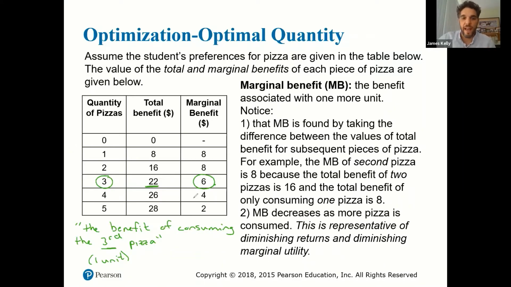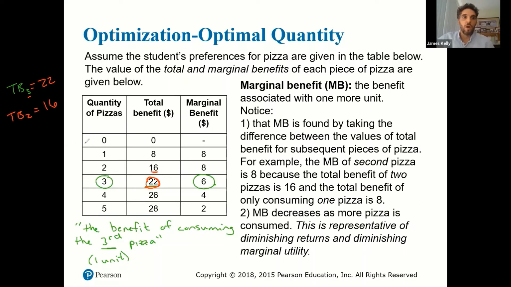Well, the way we find that is by taking the difference between the total benefit when we consume 3 pieces of pizza. So this 22, the total benefit when we consume 3 pieces of pizza. Notice this subscript is representing the total benefit when we consume 3 pieces of pizza, which is equal to $22. And the total benefit when we consume 2 pieces of pizza, well, that's given here by 16.